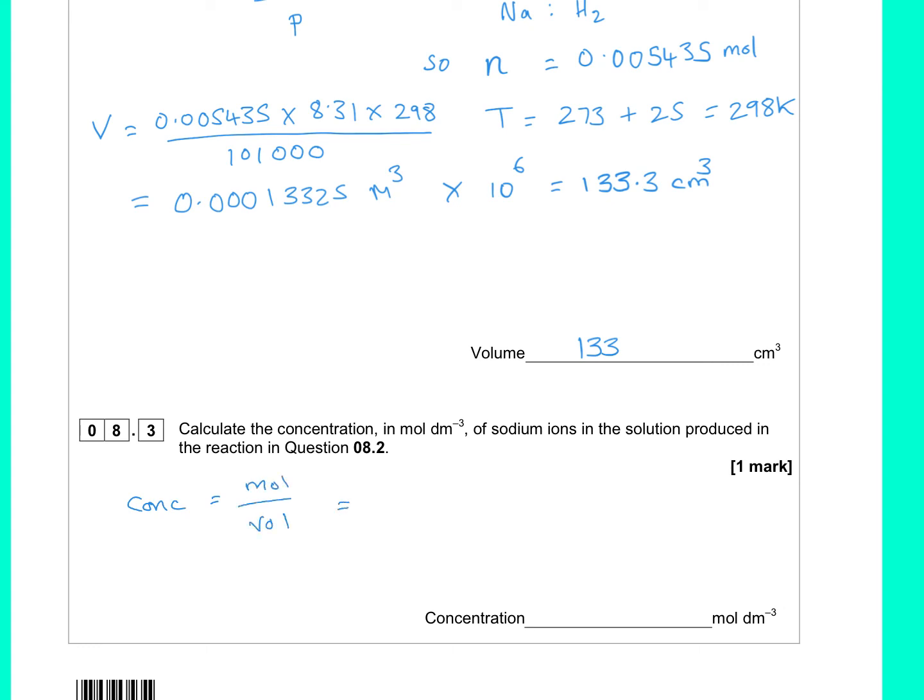Then it says to calculate the concentration in moles per decimetre cubed of the sodium ions in the solution produced. So concentration is moles divided by volume. You know how many moles of sodium you put in, so you know how many sodium ions there are in there. And you know the volume because you know it was added to 500 centimetres cubed of water. So 500 over 1,000 is 0.5. So we're going to do 0.01087 divided by 0.5 to get a final concentration of 0.0217 moles per decimetre cubed.